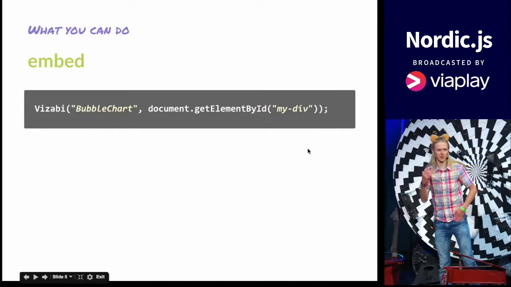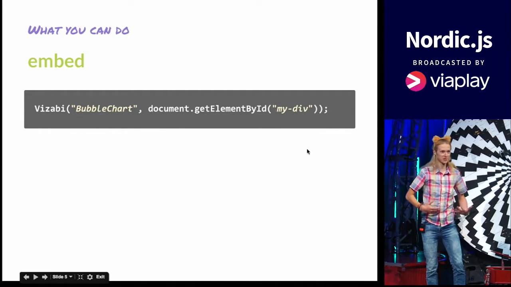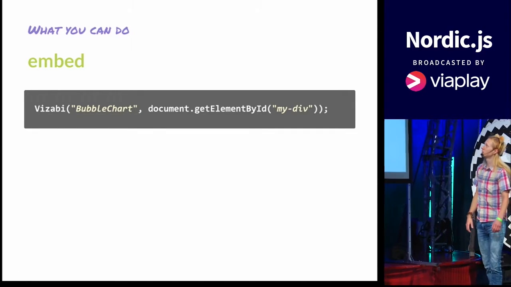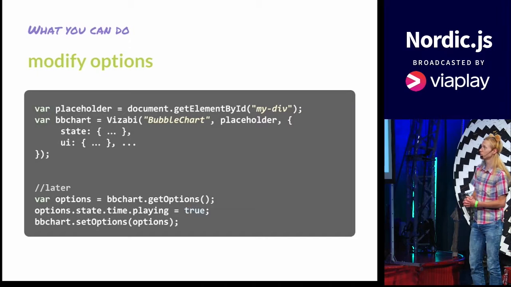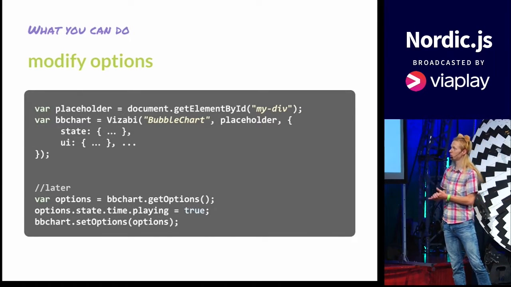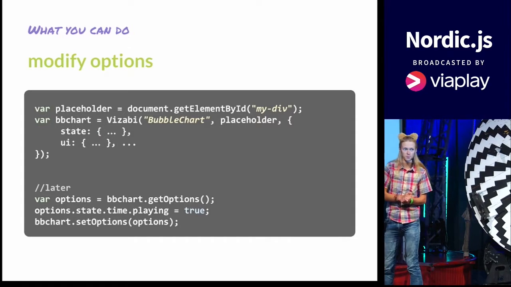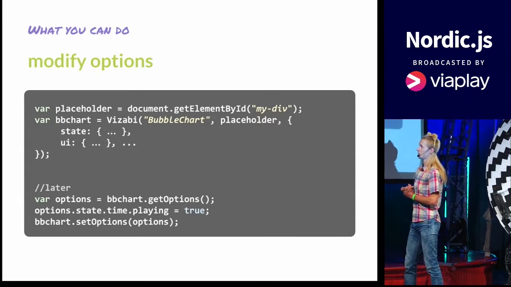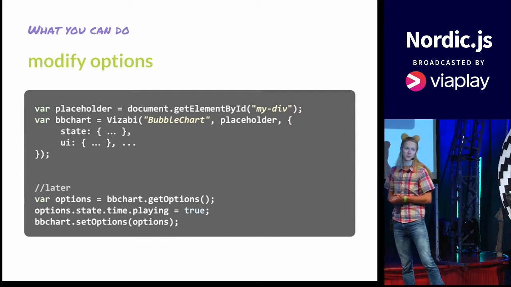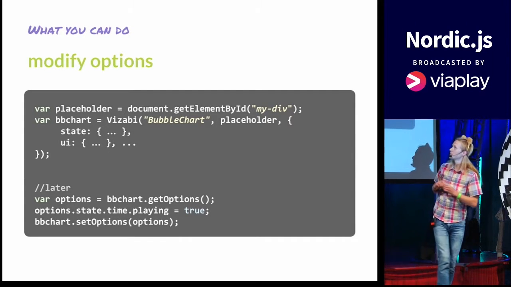So what can you do with it? You can embed our charts in your own web page by using this little line of code. It's simple. You can customize the charts by modifying options. You pass the state and UI objects over here, and you modify. Or you modify the options during runtime by using the getOptions and setOptions API. Like in this case, we set time to play, and the time slider starts playing.